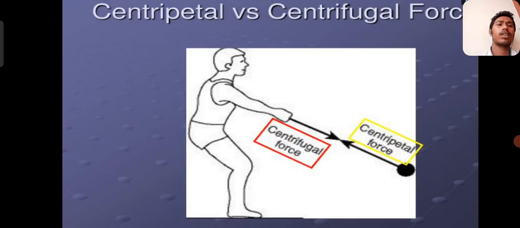This is a basic diagram where a person is trying to pull an item. It shows how we apply centripetal force on the material.